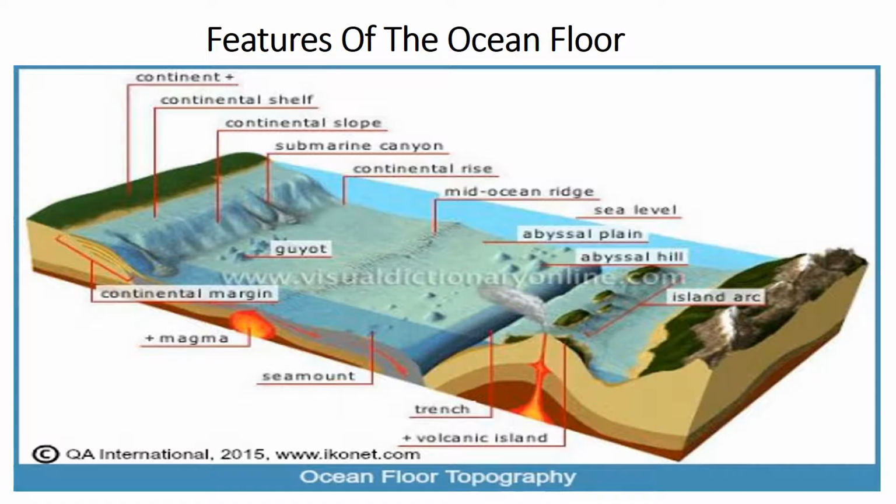So this portion till here is known as the continental margin. It is divided into the continental shelf, the continental slope, which is the portion from here till here, and the continental rise, which is this portion. A very small portion. Some areas don't have a continental rise. Please keep that in mind.